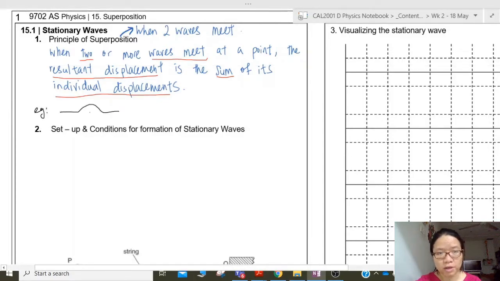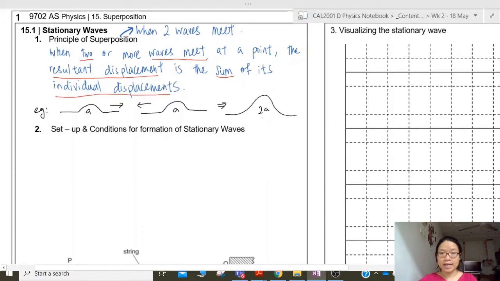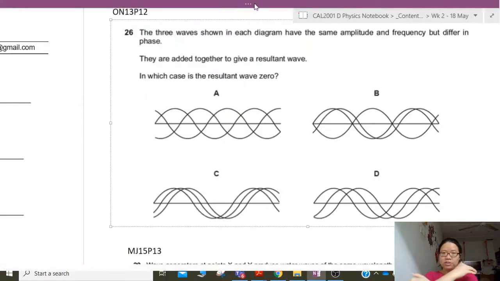So I'm going to draw two waves. Wave 1, let's say amplitude A, going to meet with wave 2, let's say also amplitude A. And where they meet, you will get 2A. Okay, and then they will leave each other. They meet, they create 2A, they leave each other.